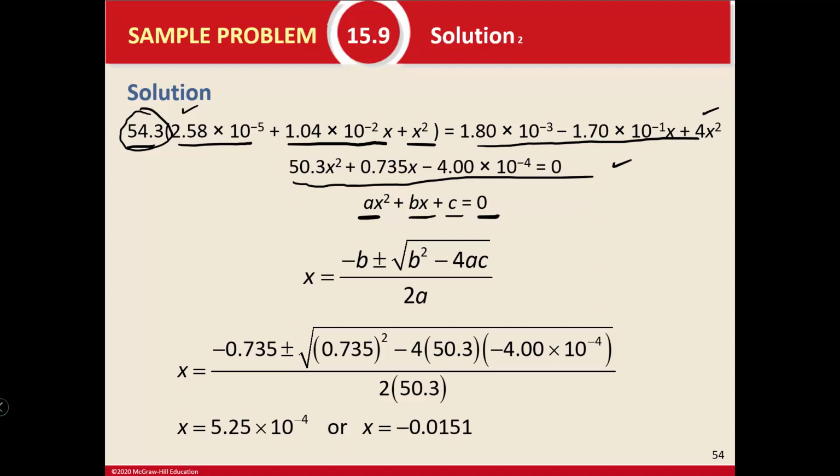Now, once you get this, this is going to be your A term. This is going to be your B term, and your C term is this whole thing here. All right? It's the whole thing that we see right there, the negative 4.00 times 10 to the negative 4. This is called the quadratic equation. This is what you're going to plug it into.